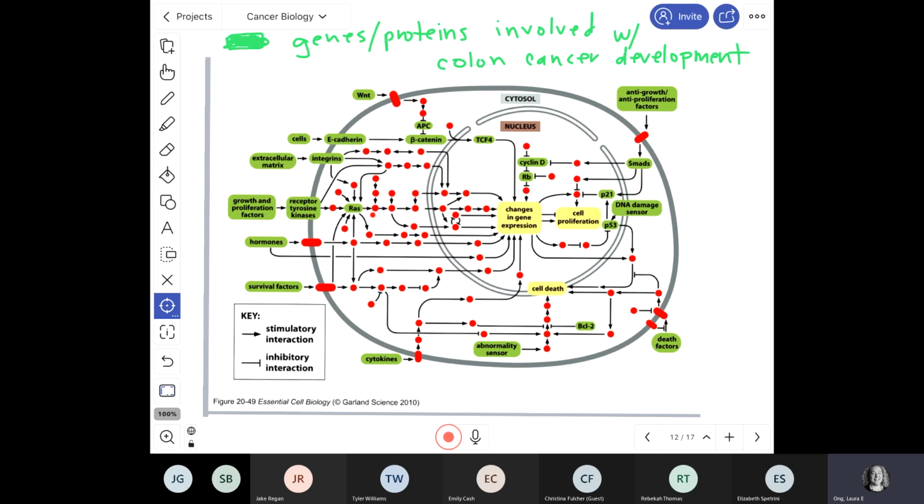And then we know that RAF activates a MAP3K. That would be a MAP3K. That would be a MAP2K. This would be a MAPK. And then the MAPK has targets that change gene expression. So red dots are other proteins that actually are involved, but they're not naming them. So if we really wanted to know all the genes and proteins that are involved in colon cancer development, it would be the green boxes and the red dots.